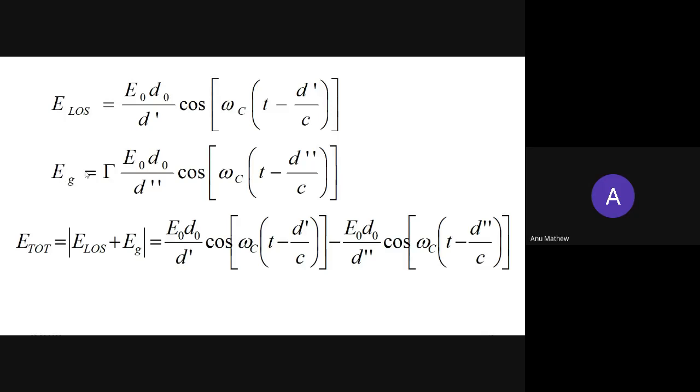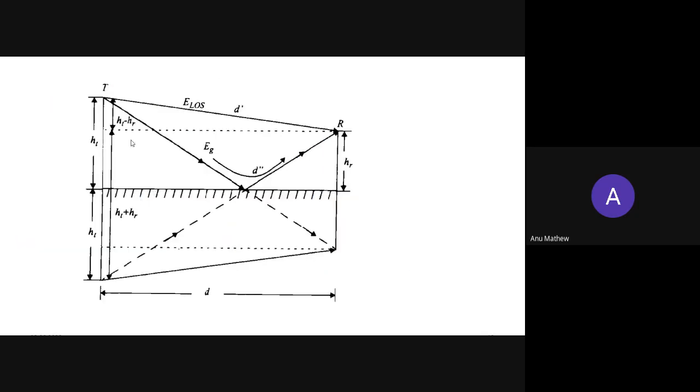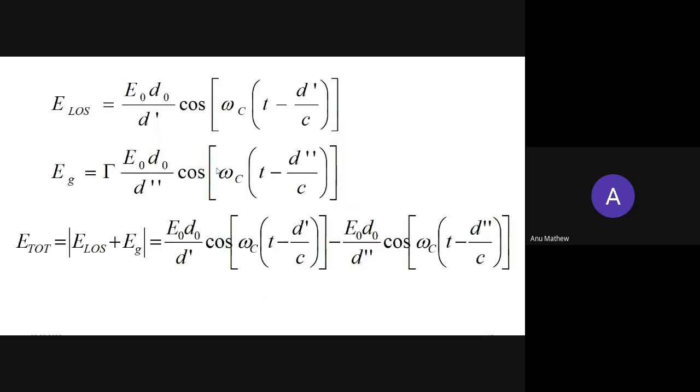So Eg equal to tau into E naught D naught divided by D double dash cos omega C into T minus D double dash divided by C, where D double dash is the length of this ground reflected path. The length from here to the ground and from the ground to this receiving antenna. So D double dash is the length of the ground reflected wave.